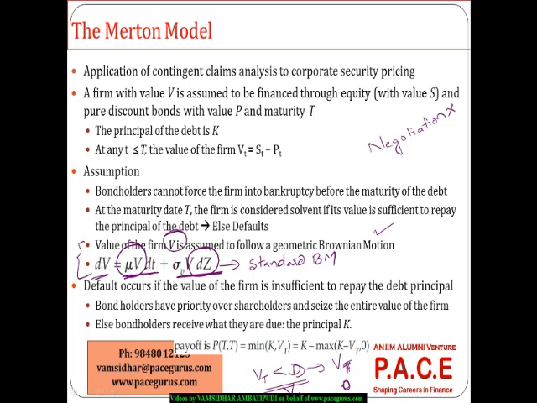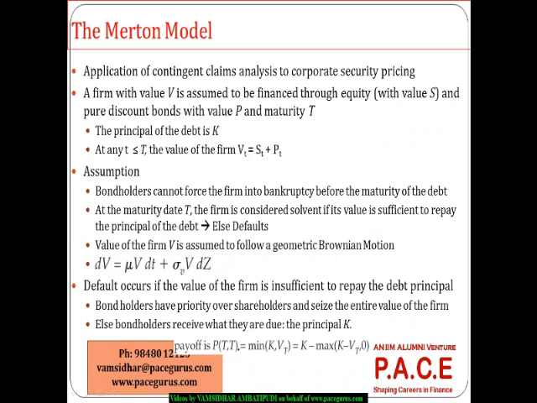But in case the value of the firm is greater than that of the debt, then the bondholder is going to receive whatever he was due, which is the amount of debt, and the equity holders are going to receive the remaining, which is Vt minus D. So if I am looking at the payoff for the bondholder, it would be the minimum of either K or Vt, whichever is smaller.